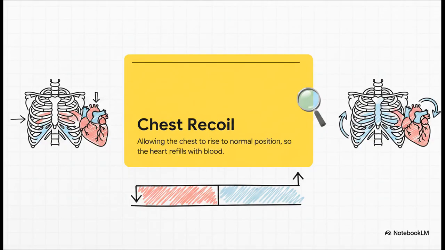Okay, this next concept is incredibly important. You must allow for full chest recoil. What does that mean? Chest recoil is just allowing the chest to rise all the way back to its normal position after every single push. See, when you push down, you're forcing blood out of the heart. But when you let up, you're allowing those heart chambers to actually refill with blood. If you get adrenaline pumping and press too fast without letting the chest expand, you're basically just pumping an empty heart, and that does the brain absolutely no good.